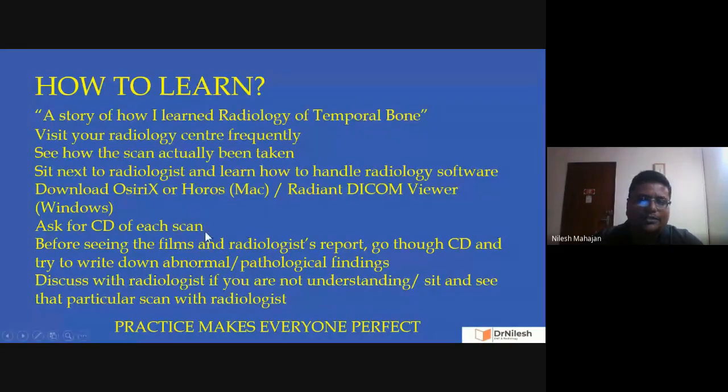Why ask for the CD for all these scans? Once you get the normal anatomy and radiology of the temporal bone, it's very easy to identify the disease in the temporal bone. So before seeing the films and the radiologist's report, you should go through the CD and try to write down the abnormal or pathological findings. Once you have written your findings, you open the radiologist's report and correlate whether they have reported them or not. Sometimes it's possible that you will miss a lot of things. Sometimes it may be possible that 1 or 2 things the radiologist will miss. So you have to correlate both, without seeing the radiologist's report first.